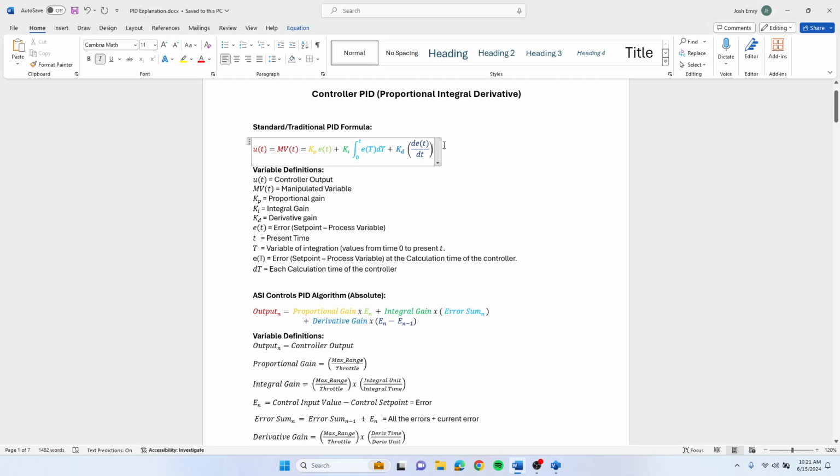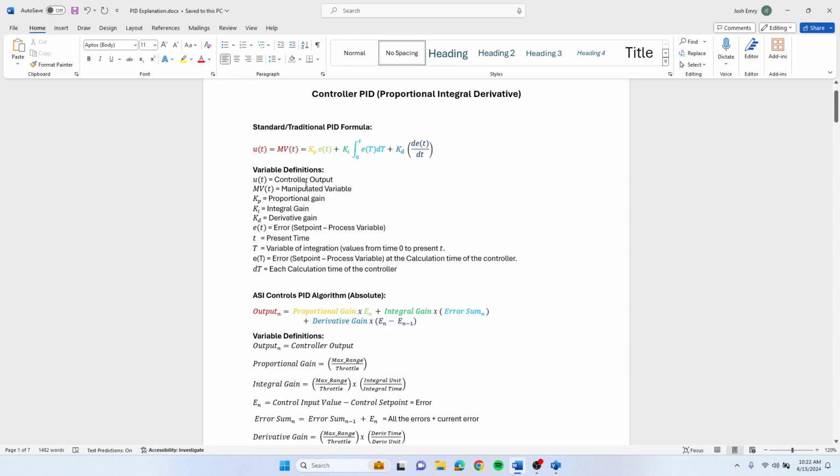This is what you see on Wikipedia. Well, I instantly start feeling like an idiot because I have no idea what this symbol means right here. I have no idea how to calculate this. I'm thinking it's like algebra. I'm just taking KP times E(t) plus KI times whatever that thing is, which ends up being the integral symbol, times E(t) times dt plus KD times this de(t) divided by dt. So it was very intimidating.